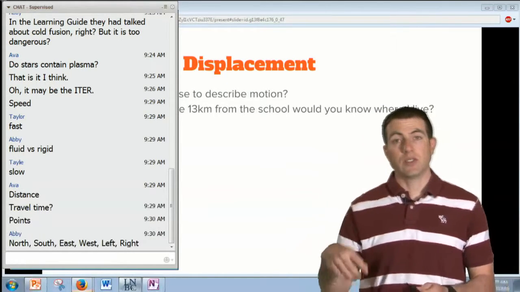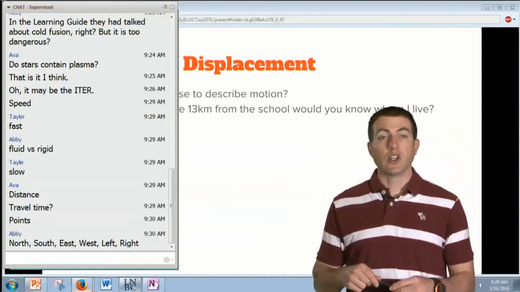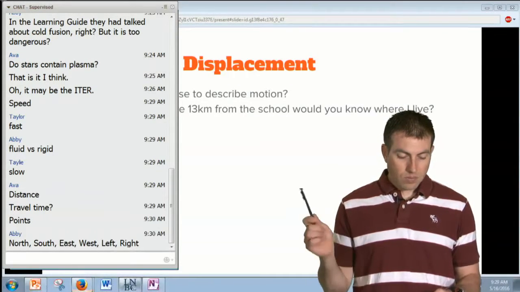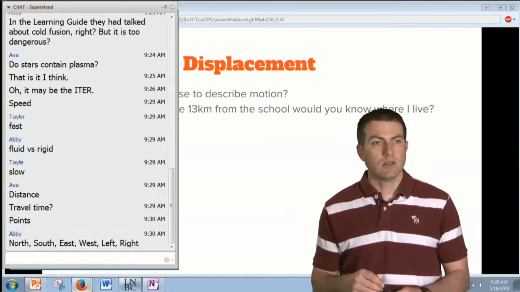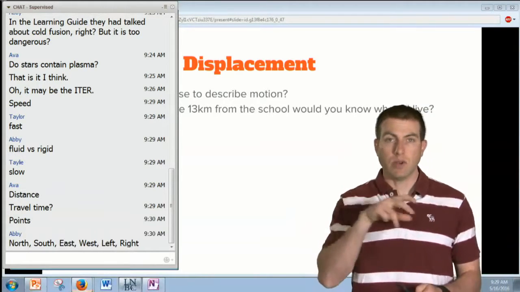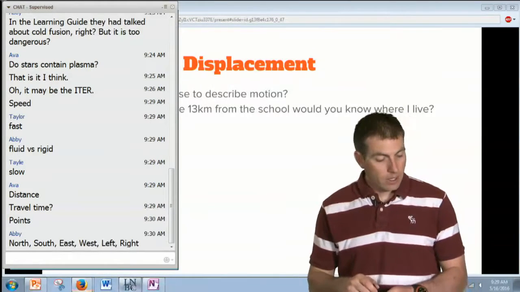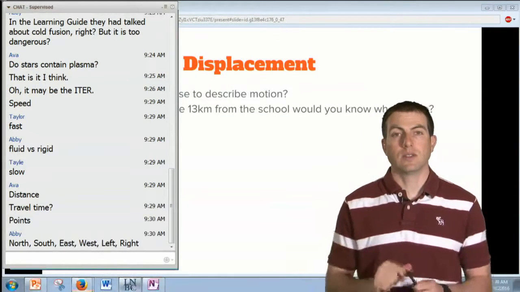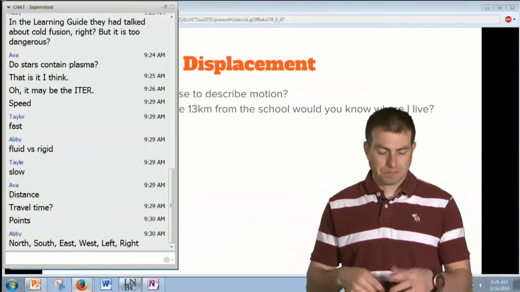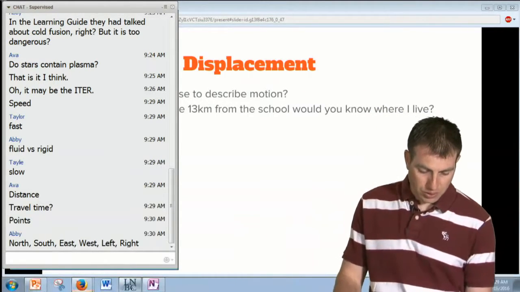So cardinal directions: north, south, east, west. Those are great ways to describe motion, and we'll definitely use those. Left, right, up, down, those are all good. Points. So yeah, we'll talk about different locations, reference points. We'll definitely do that. Things like forward, backwards. Turn right, turn left. These are all things we're going to use today.